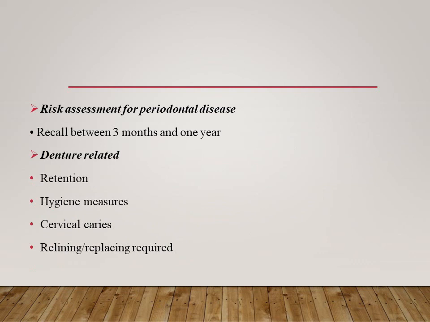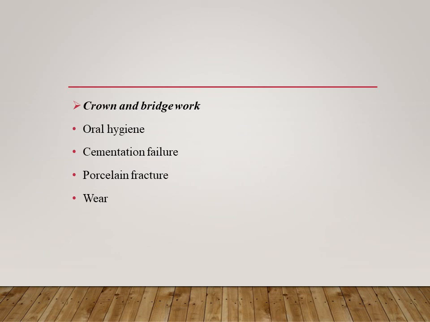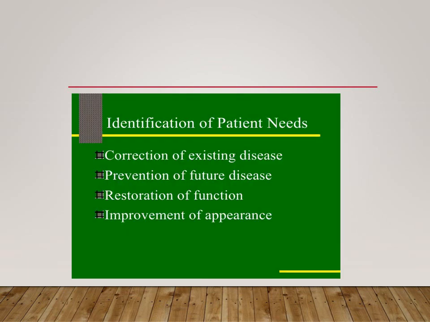Now this is what I told you before also regarding the recall. So it's between 3 months to some places they say it's 1 year, but we all prefer it if the patient comes to us biannually. Easier to keep a track on the patients. And yeah, so coming to how you're assessing the crown and bridge work, you have to check for the oral hygiene status of the patient. You have to check for the cementation, whether it's heading into failure, or whether the prosthesis is not mobile, whether the porcelain has chipped off, or whether there is general wear of the prosthesis.